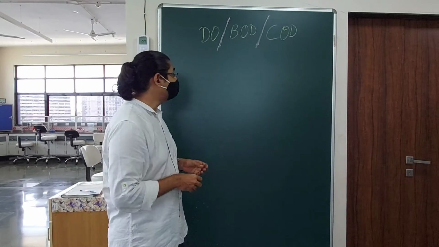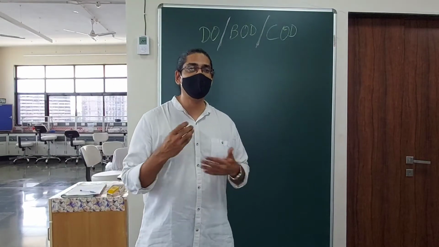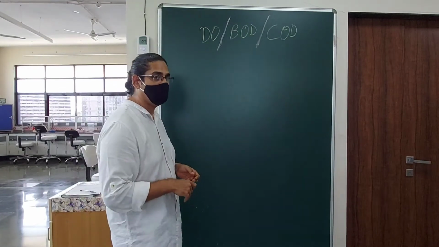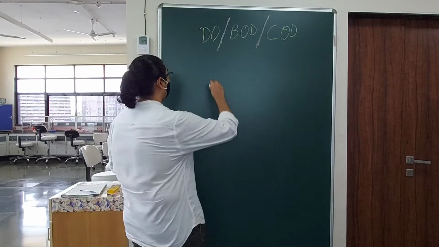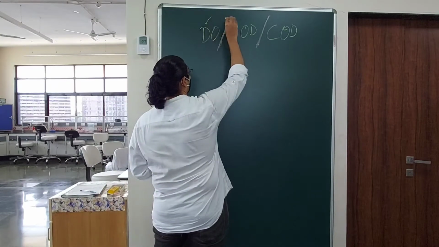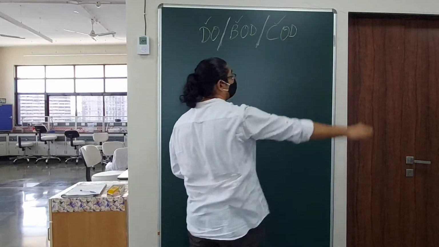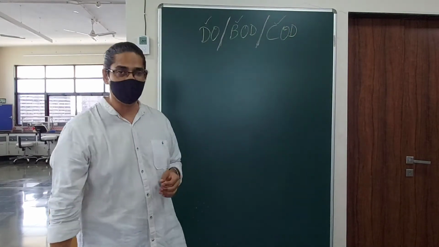Okay, welcome again. So this is another experiment in the series of CL501. We are going to find the dissolved oxygen, the biological oxygen demand and the chemical oxygen demand of a given water sample.